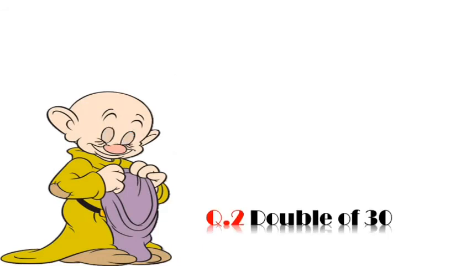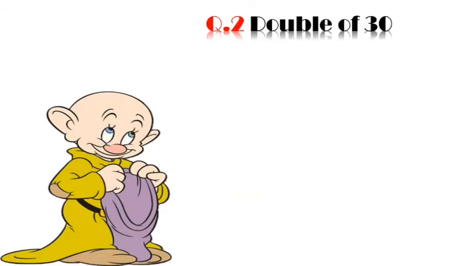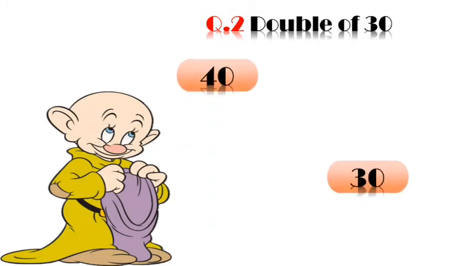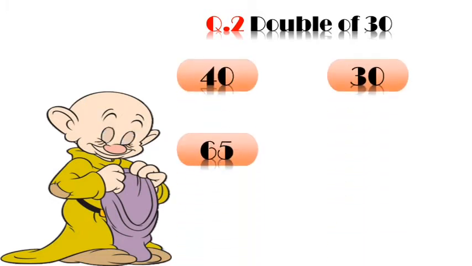Question number 2. Double of 30. Here are your answers. 40, 30, 65 and 60. So from here, what is the correct answer? Yes, the correct answer is 60. So the double of 30 is 60.